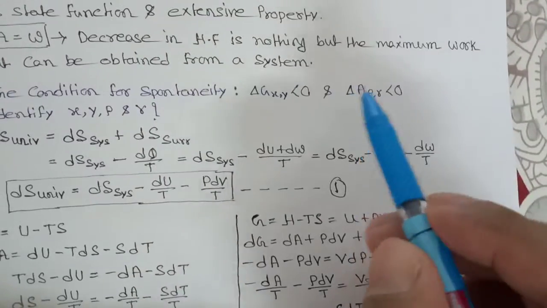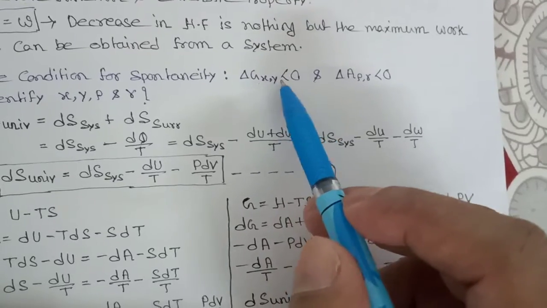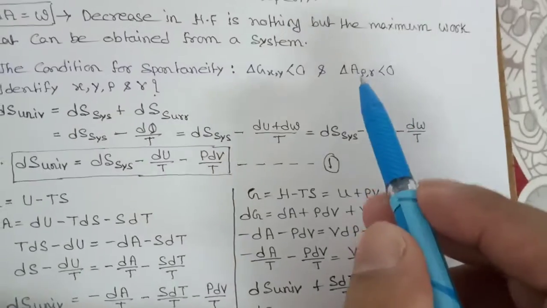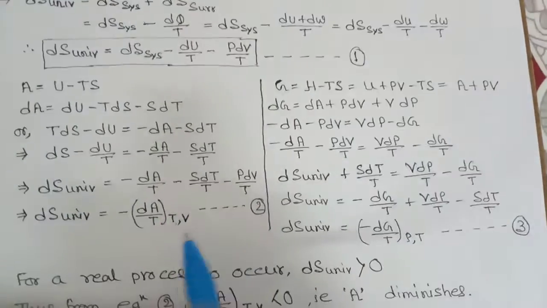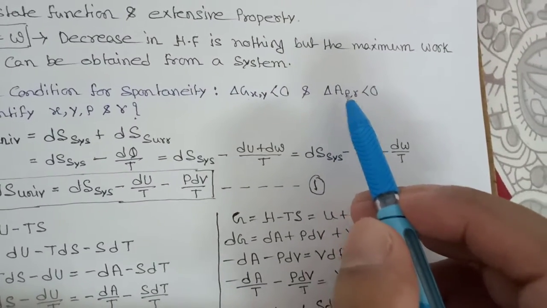So we can write dS universe is equal to minus dG by T at constant pressure and temperature. Now see here, in case of Gibbs free energy, it was negative, so Gibbs free energy here is negative, and Helmholtz free energy is also less than 0, means negative. Here also negative.